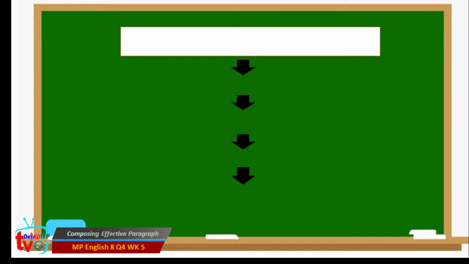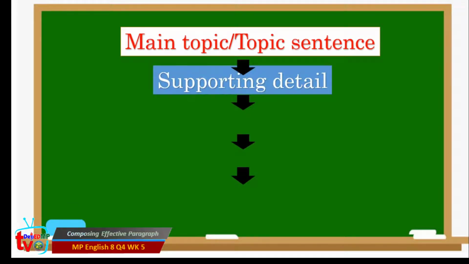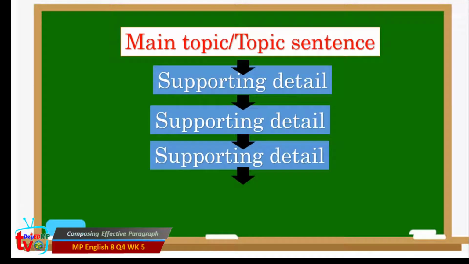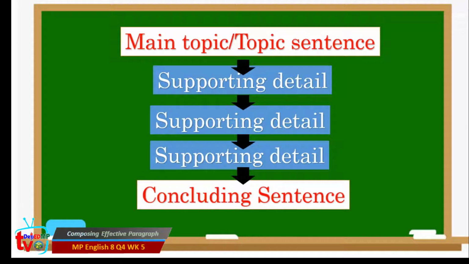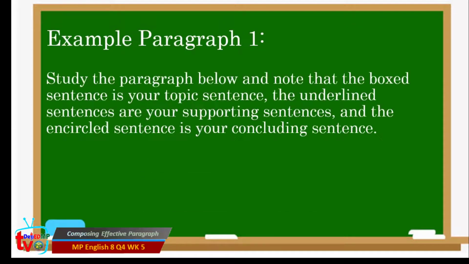Let's take the graphic organizer. Main topic or topic sentence. Supporting detail, supporting detail, supporting detail, and concluding sentence. Example paragraph 1. Study the paragraph below and note that the boxed sentence is your topic sentence. The underlined sentences are your supporting sentences, and the encircled sentence is your concluding sentence.